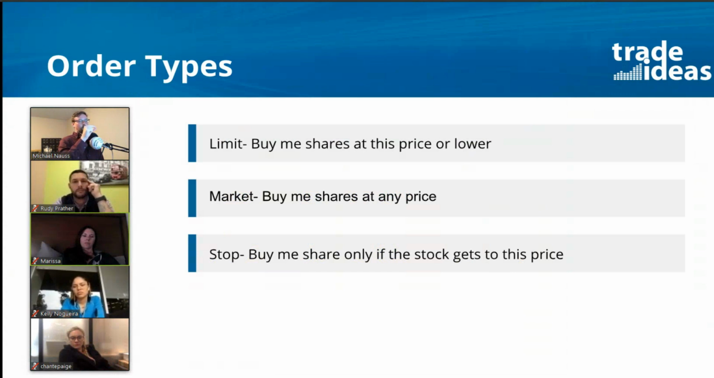Because while your order is in transit, even though nowadays it's only fractions of a second, the market can still move in that time. Market orders, buy me at any price. Just get me in. You know, these are more panic type orders. And then the other one is a stop order, which says if a stock gets to this price, then I want you to buy me in.